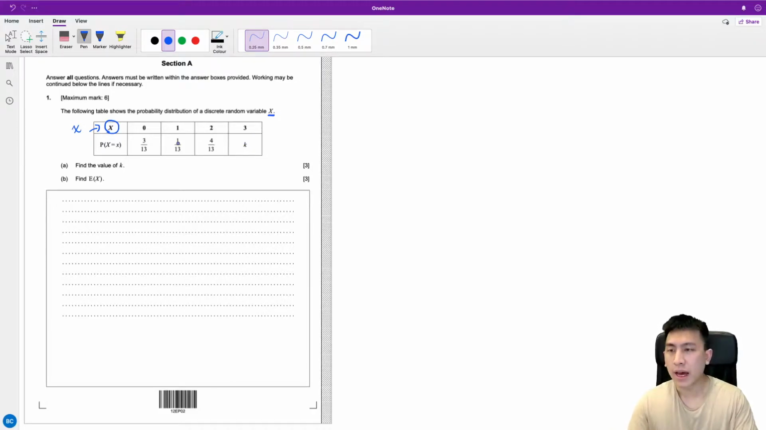And what they want to say is the probability that the random variable equals small x is such and such. So surely all of these are small x's. So I think the paper is actually wrong for writing a big X here. That should have been a small x, because what they want to say is the probability of big X, our variable, equals the first small x, which is 0, is 3 out of 13.